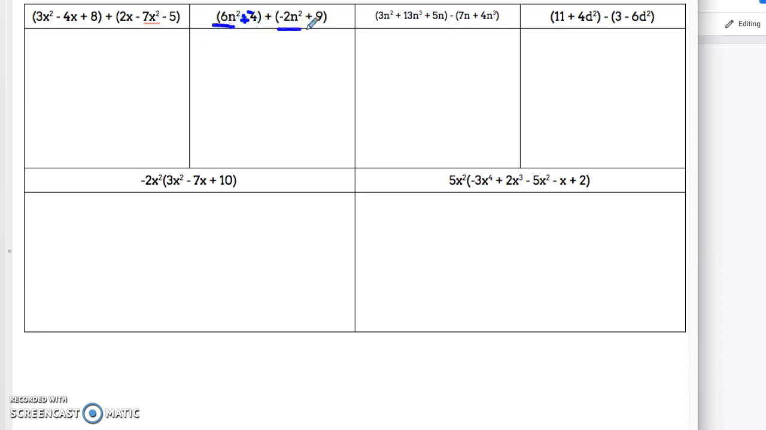So the first thing I did was I LCO'd that to plus -4. And now I can combine 6n squared and -2n for a total of 4n squared. The next thing I can combine are these singular numbers, -4, +9 for a total of +5, not 9, yikes. So that's it. I can't combine anything else. That's as far as I can go. We're done. Hopefully you got that.